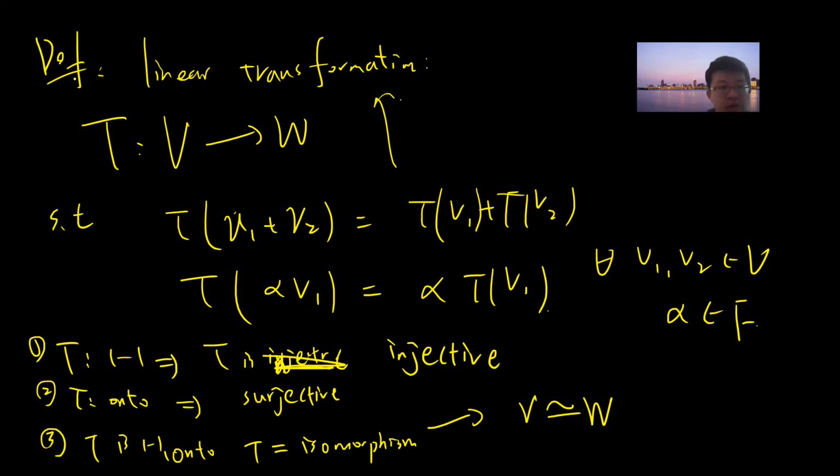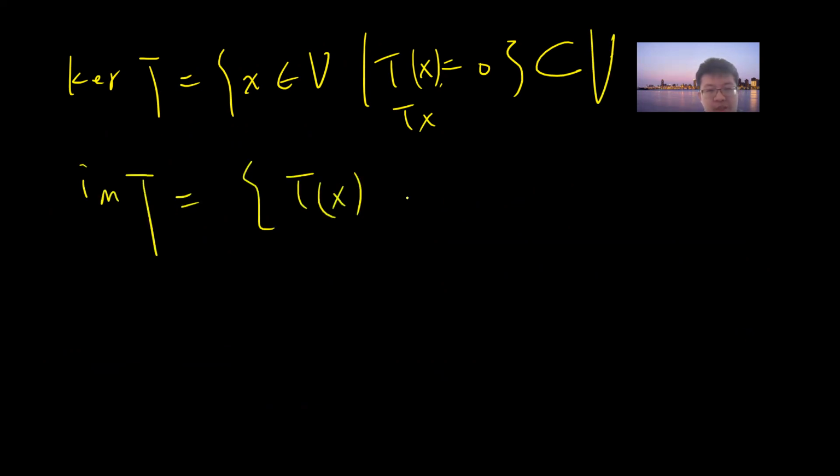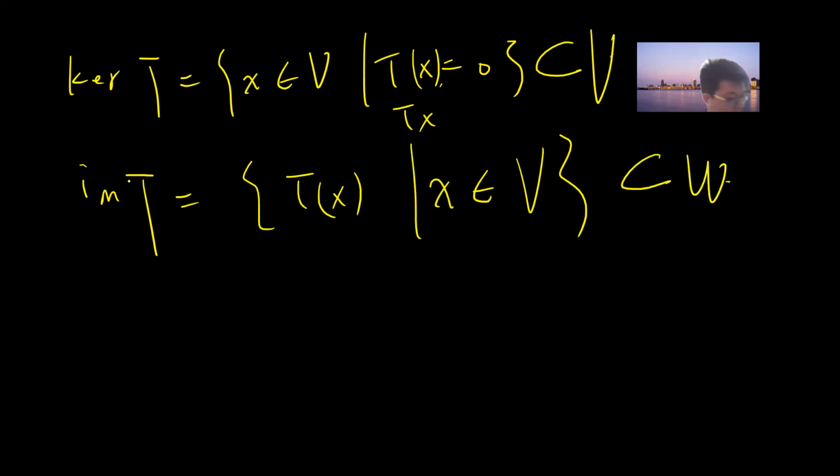Also we should define the kernel of T: all the elements x in V such that Tx is 0. Sometimes, being lazy, I just write Tx is 0. Your homework is to show that the kernel is a subspace of V. Then you can define the image, which is all the Tx such that x is in V. The image is also a subspace of W.